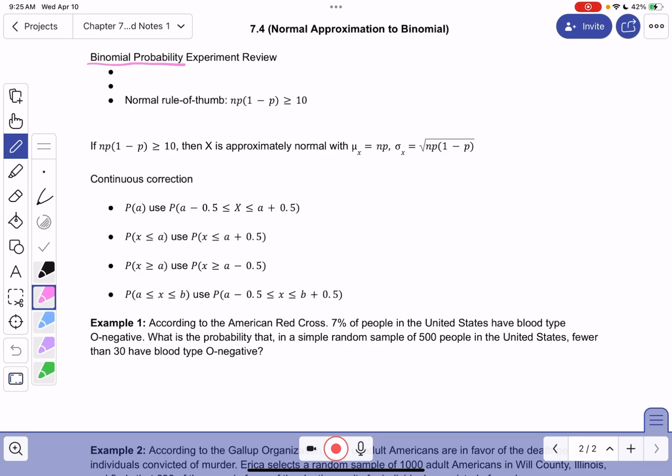A binomial probability experiment has a set number of trials, and they're all independent. There's only 2 outcomes, so yes or no, this or that. And then P stays the same the whole time, which is your probability of success.